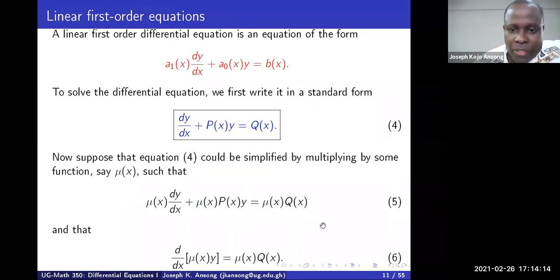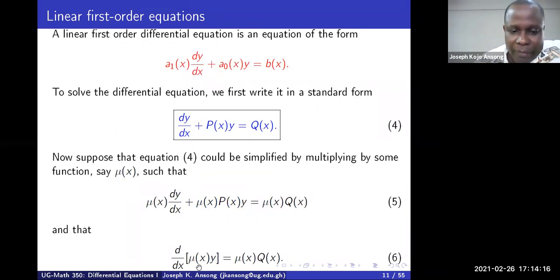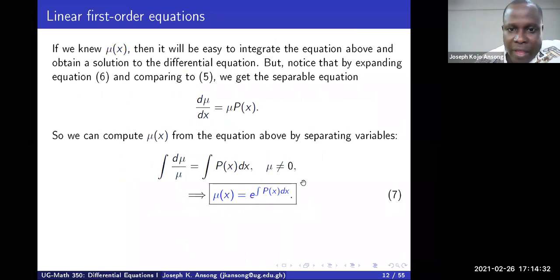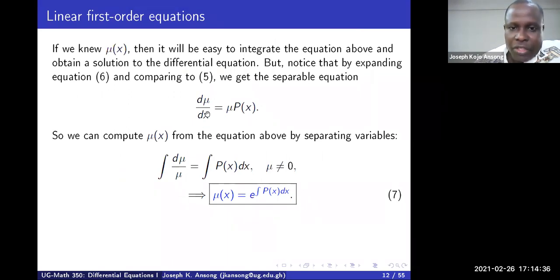Well, note that if we expand the left-hand side of equation 6, okay, we should get an expression. And if we compare that expression we get after expanding this to the left-hand side of equation 5, we can show that the change in mu with respect to x, dmu/dx, is actually equal to mu p(x), okay?